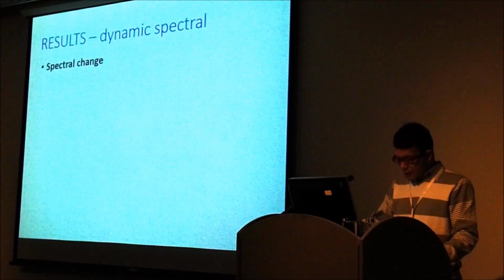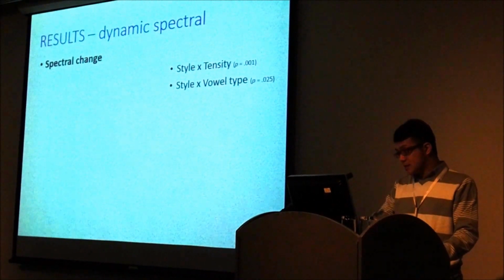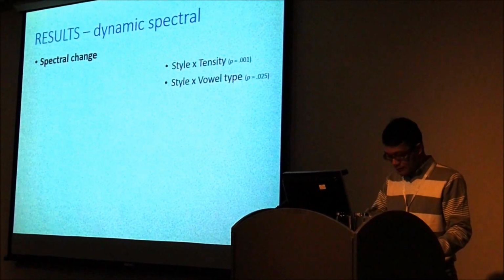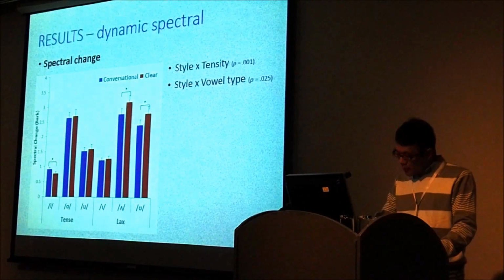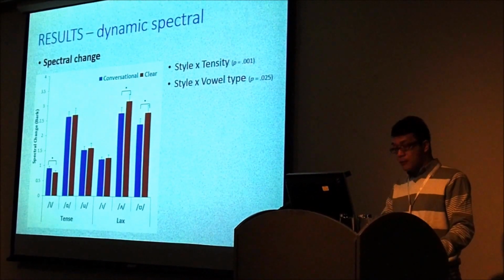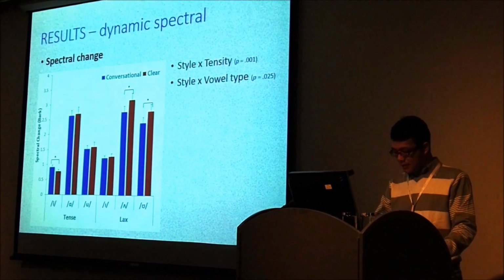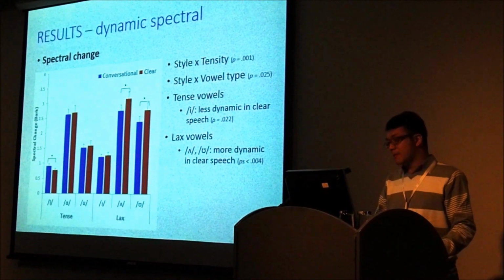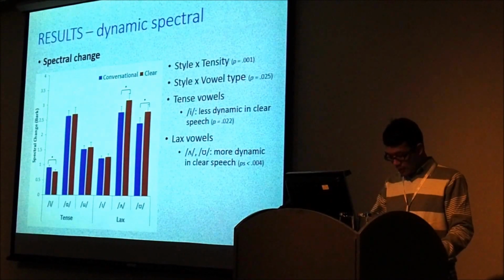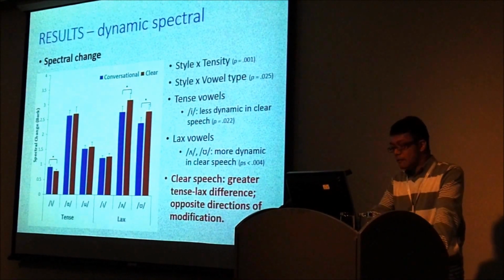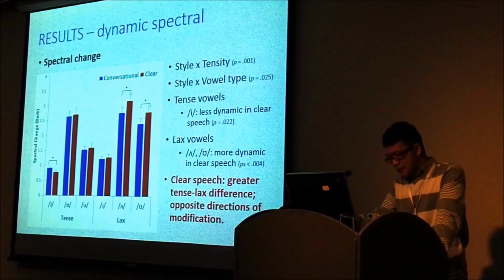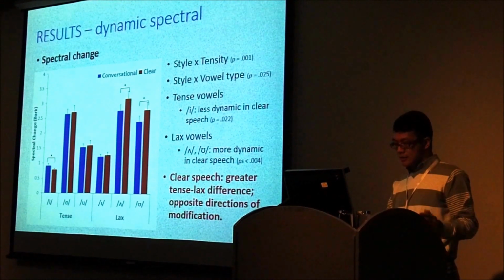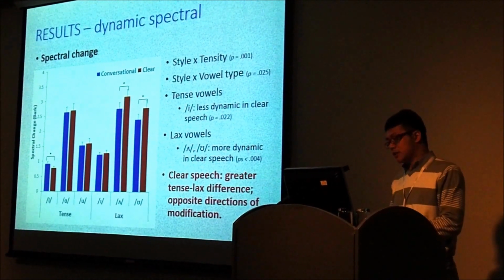And the dynamic spectral results showed significant style by tensity interaction and style by vowel type interactions. Then in our follow-up analyses, we found that tense vowel E was less dynamic in clear speech, but the lax vowels and O became more dynamic in clear speech. So again, we obtained opposite directions of modifications for tense and lax vowels here. And when we look at each vowel pair, we notice that the tense-lax difference became greater in clear speech as well.